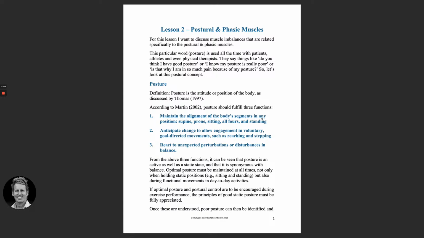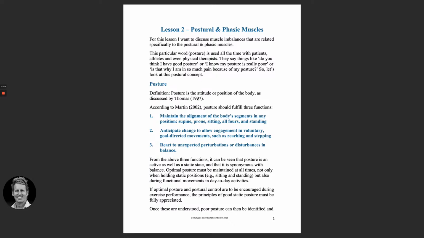In this lesson we are going to cover things that relate to posture. Many of my patients have said to me in the past, do you think I have good posture? Or, I know my posture is really poor, or is that why I'm in so much pain because of my posture? You probably find it yourself, many of your own patients and athletes might relate their lower back pain, thoracic pain, neck and shoulder pain to sitting at a PC all day, every day.